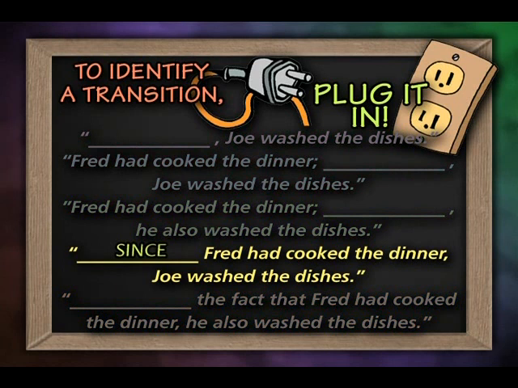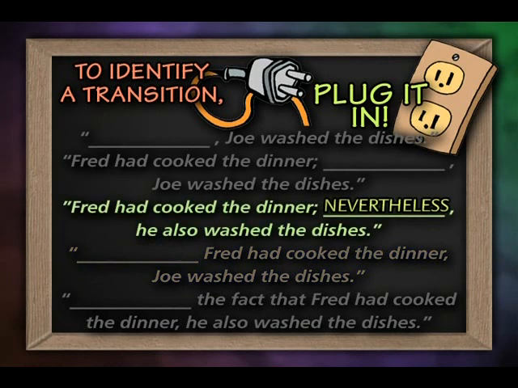Since, for example, works in the fourth sentence. So you could say, since Fred had cooked the dinner, Joe washed the dishes. That same sentence you could also use because. Because Fred had cooked the dinner, Joe washed the dishes. Or let's take a look at the third sentence. Fred had cooked the dinner, nevertheless, he also washed the dishes. So you take each transition, you put it in the blank, and you see if it makes sense.